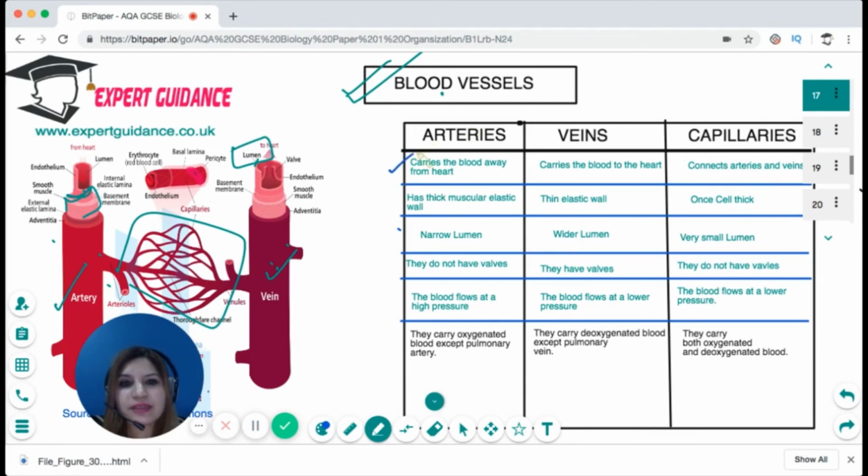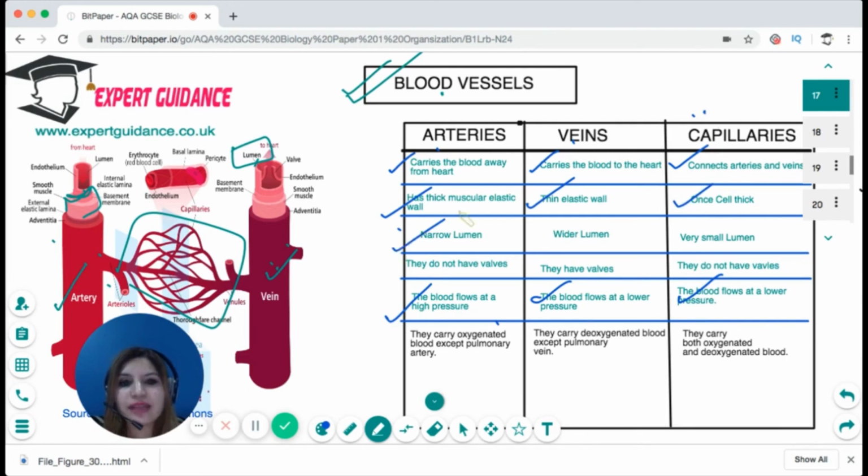Arteries carry the blood away from the heart. Veins carry the blood to the heart. Capillaries connect arteries and veins. In arteries, blood flows at a high pressure. In veins, it flows at a lower pressure, and capillaries flow at a lower pressure. So to withstand high pressure, the arteries have thick muscular elastic walls. Veins have thin walls, and capillaries are 1 cell thick.